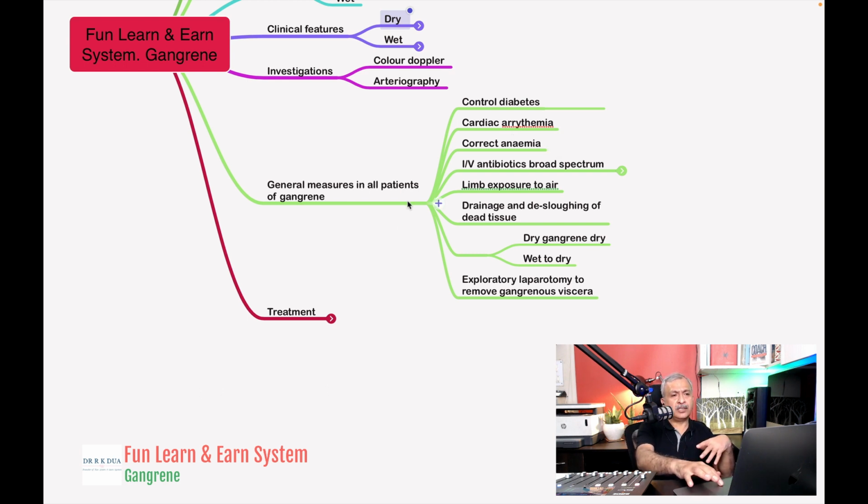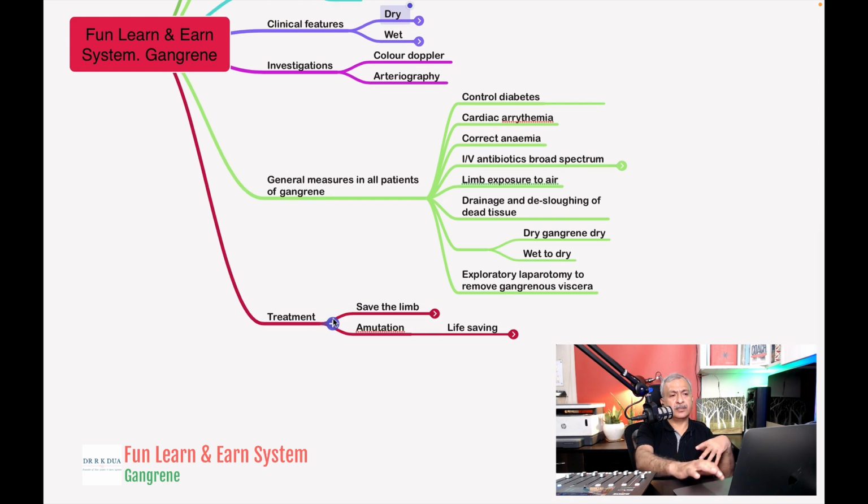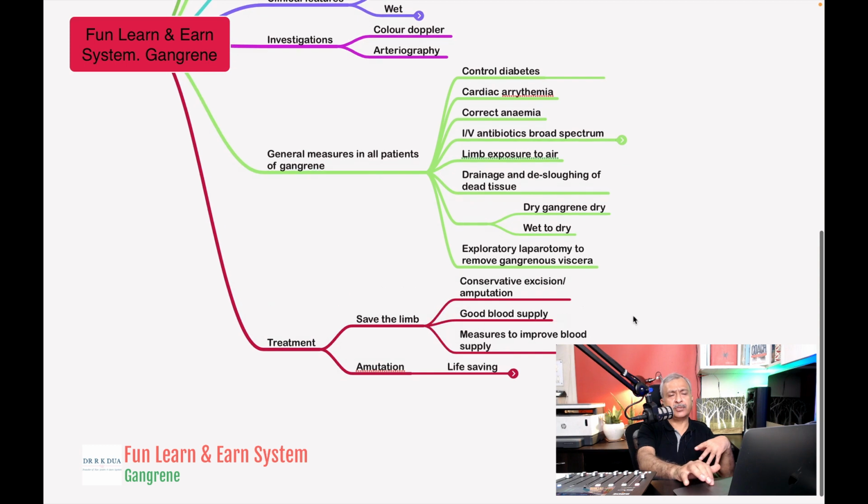So what exactly is the treatment of the gangrene? Not much about the treatment. The main aim is to save the limb of the patient, the part of the body which is undergoing gangrenous changes. In case of dry gangrene, only that part is involved, the tip is involved. If it is totally dry, we can leave it as such and let it drop spontaneously. That we call auto amputation.